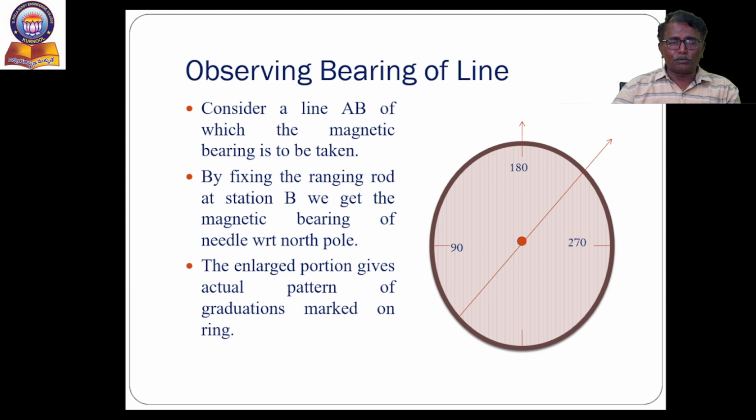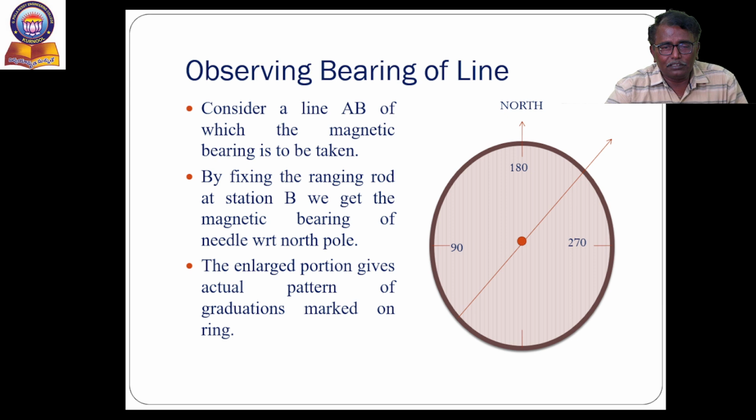The enlarged portion gives the actual pattern of the gradations marked on the ring. So the readings are marked like this. On the north of the graduated ring, 180 degrees is marked. On the east of it, 270 degrees is marked, and on the west of it, 90 degrees is marked. And on the south of the graduated ring, 0 is marked.